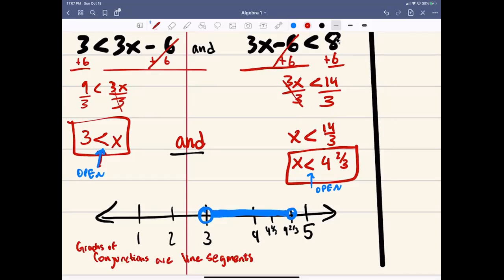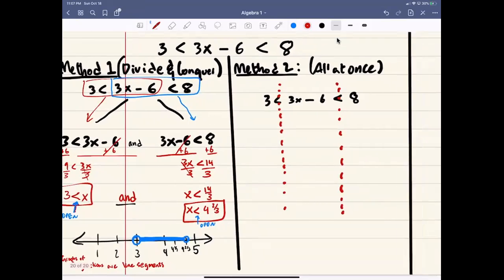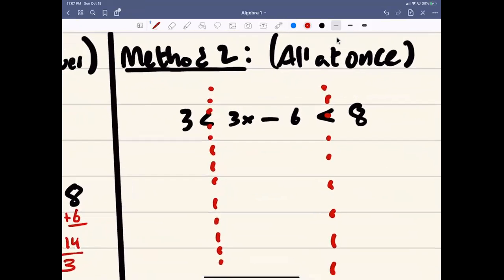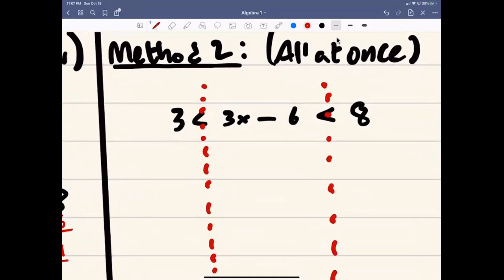But there is another way to solve this problem, and I think it's the better way to solve the problem. It's my preferred method. But remember, in math you can choose to solve things your own way, and so long as you follow the rules of algebra, everything should be fine. Okay. So let me zoom out and let's go over to method number 2. So method number 2, we decide to solve everything all at once.